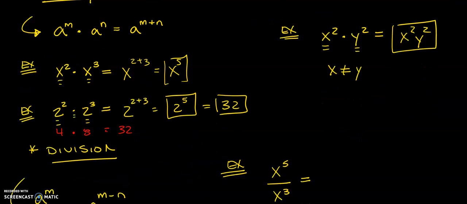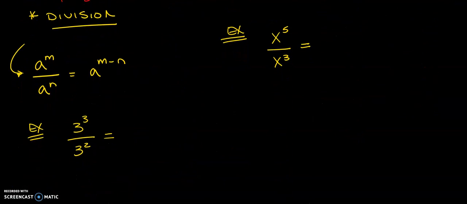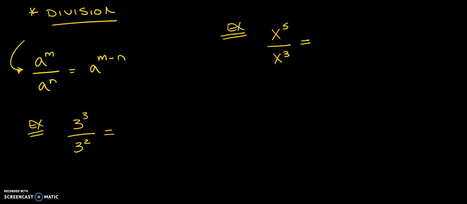Now let's look at division. Got a couple of examples here for division. Now when we multiply common bases, we add the exponents. But when we divide common bases, now we have a divided by a, we're going to subtract the exponents. So a to the m divided by a to the n simplifies to a to the m minus n. Now don't let these rules frustrate you. Let's look at some examples.